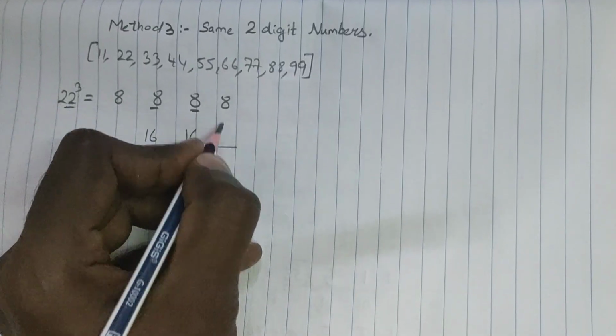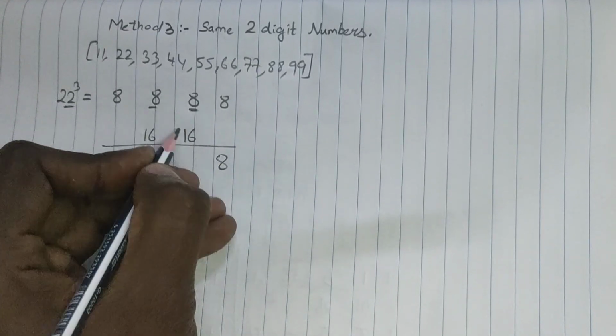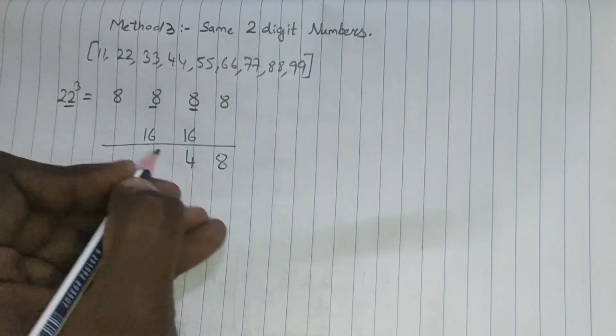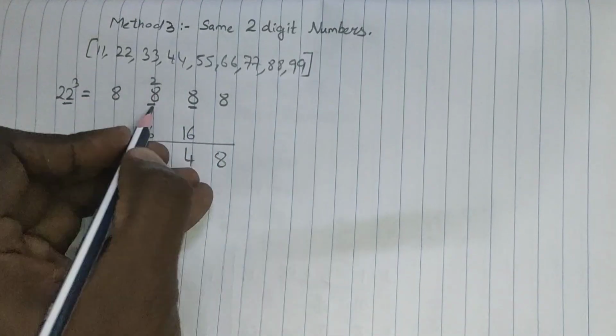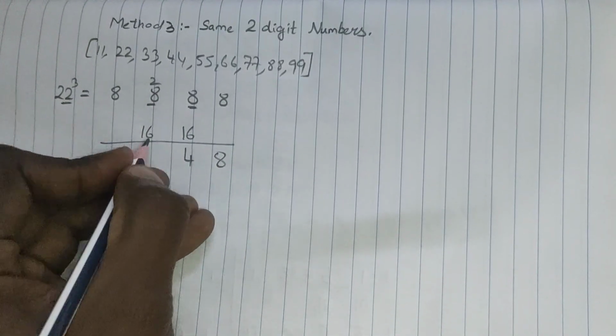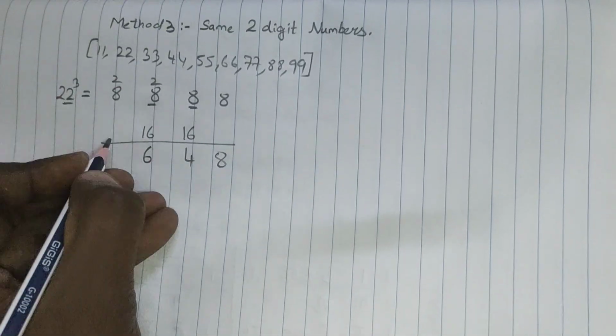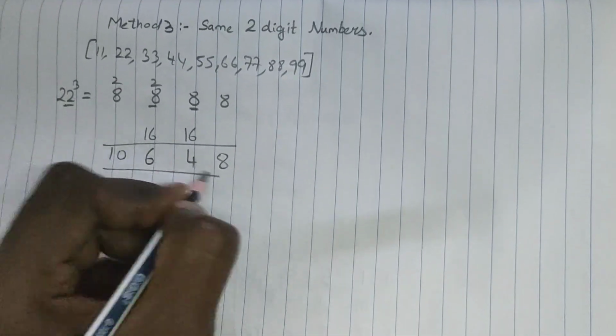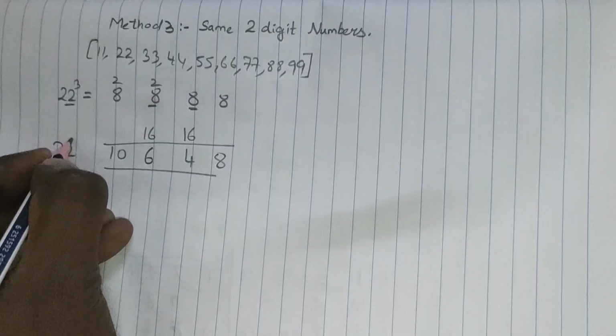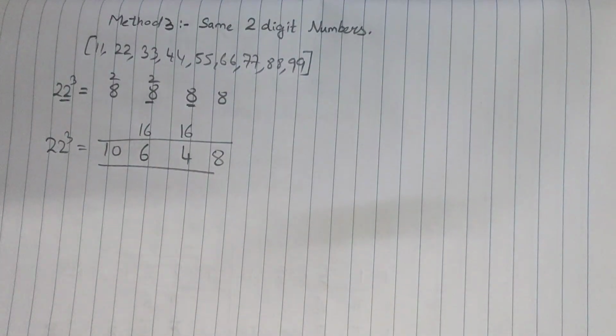Now we add. 8 here; 8 plus 16 is 24, so 4 here and 2 is carried over. 2 plus 8 is 10, 10 plus 16 is 26, so 6 is here and 2 will be carried over. Then 8 plus 2 is 10. So 22 cube is equal to 10,648.